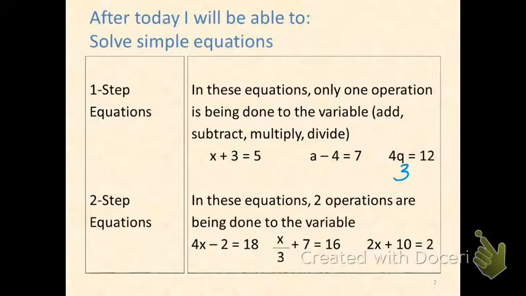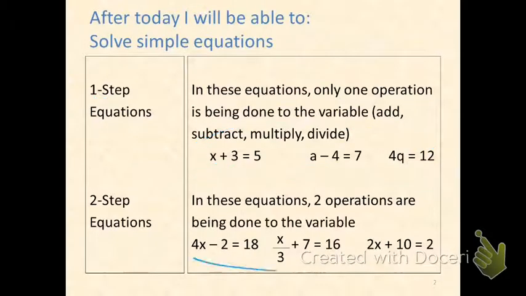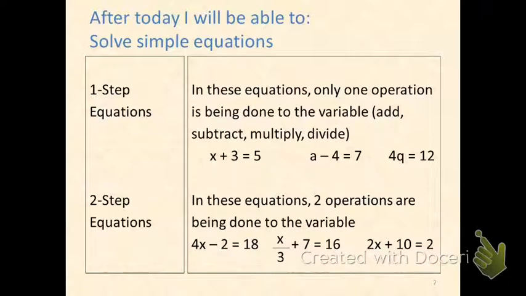is with a 3. Okay, all three of these equations here are called one-step equations, because to solve them you only have to do one step. Now the ones down here are a little bit different. They are called two-step equations because it takes 2 steps to solve them. As you can see, the reason that they take 2 steps is because 2 things are happening. In this, here's our x.